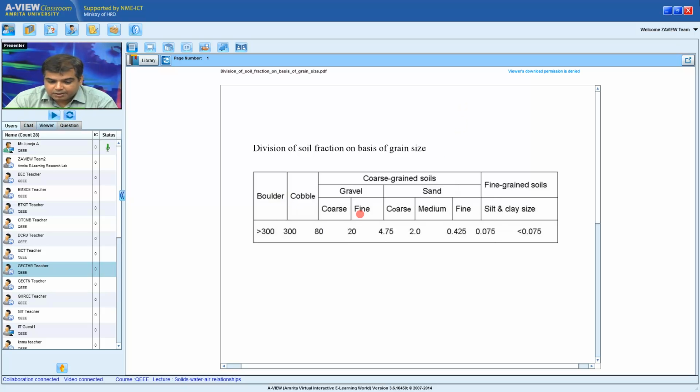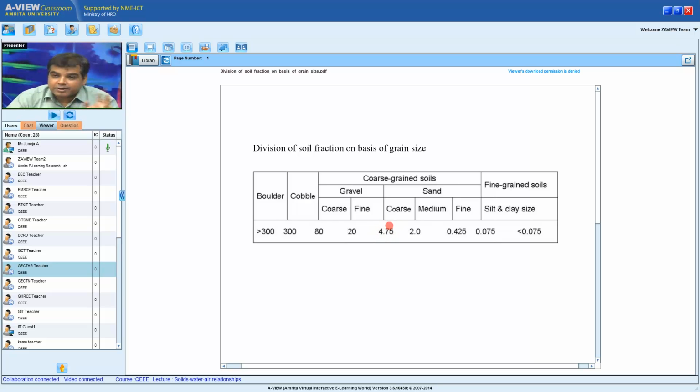Some of these numbers are pretty important and I would like you to remember them as a tablet. These are important numbers and they should be at the tip of your fingers. For example, the division between sand and gravel is 4.75 millimeter equivalent size. This is the IS classification. If you follow the British standard, this is somewhere at 2 millimeters.